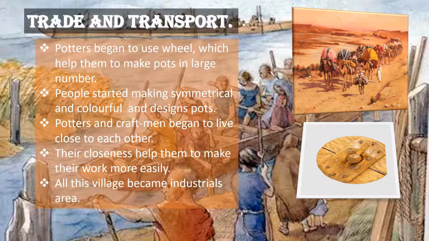In this way, the industrial area came forward. Skilled craftsmen had their settlements and centers of production. This means they needed both raw material and skilled workers. So for that reason, they started living close to each other, which was helpful to both.